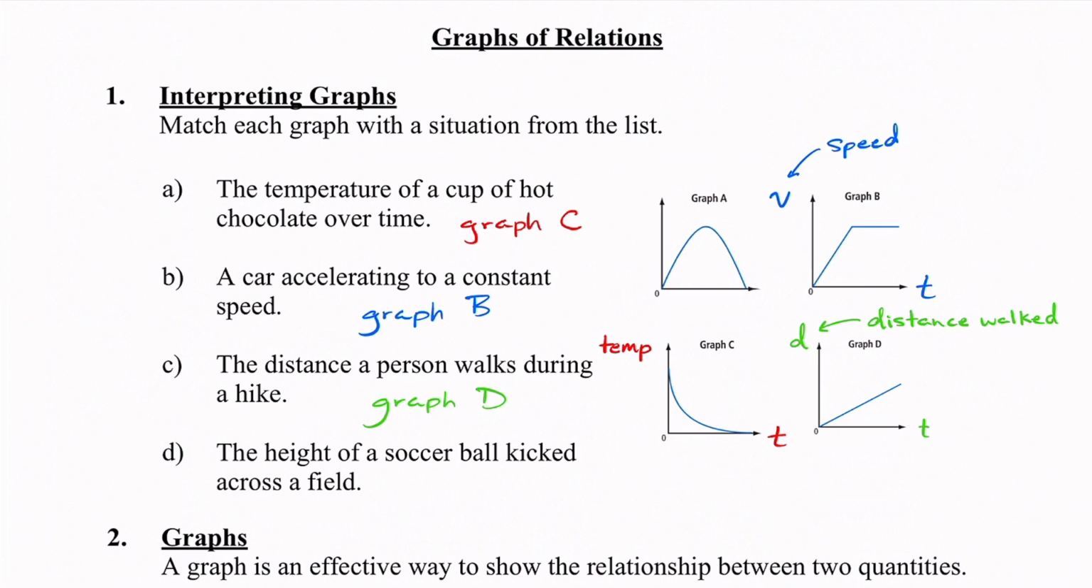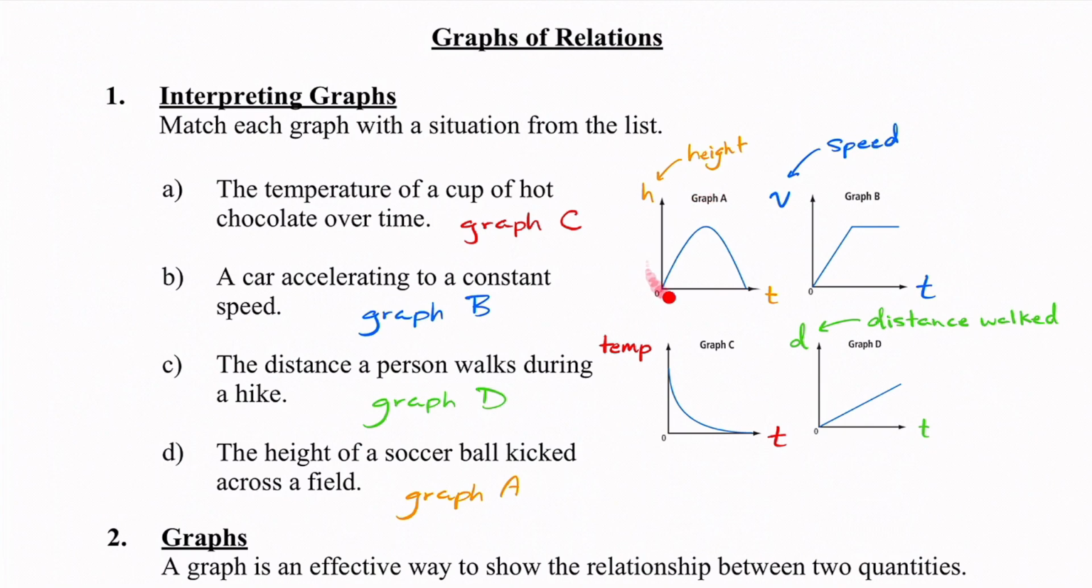So imagine kicking a ball, it's going to go up, it's going to reach a max height, and then the ball is going to have to start coming down. So it's going to go kind of up and then down. So the one that kind of has that shape, and again, as time is moving forward, is graph A. And then on the vertical axis, I'm going to put H, and H stands for the height of the ball.